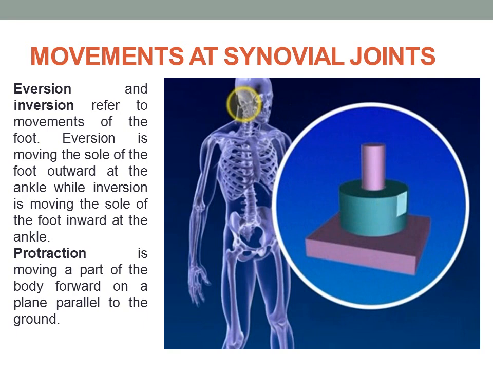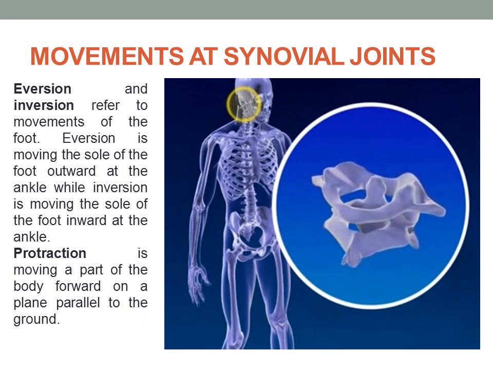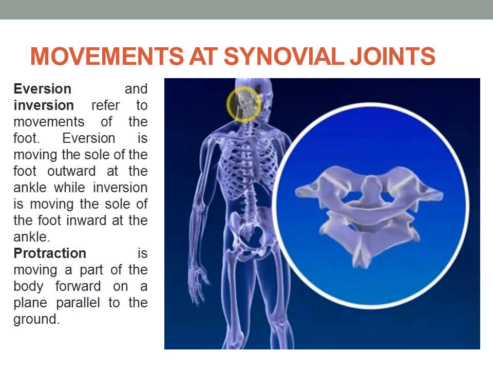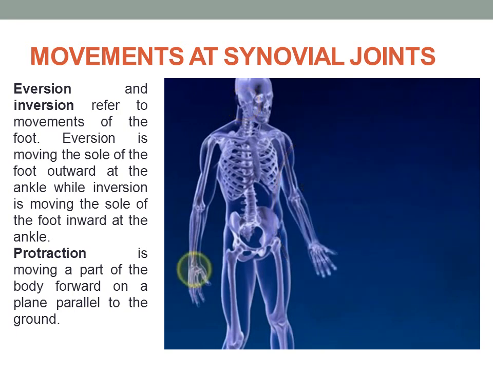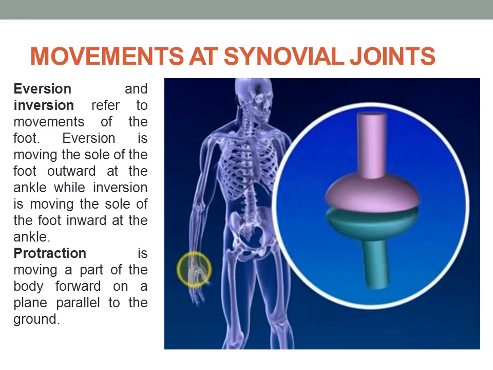Eversion and inversion refer to movements of the foot. Eversion is moving the sole of the foot outward at the ankle, while inversion is moving the sole of the foot inward at the ankle. Protraction is moving a part of the body forward on a plane parallel to the ground.